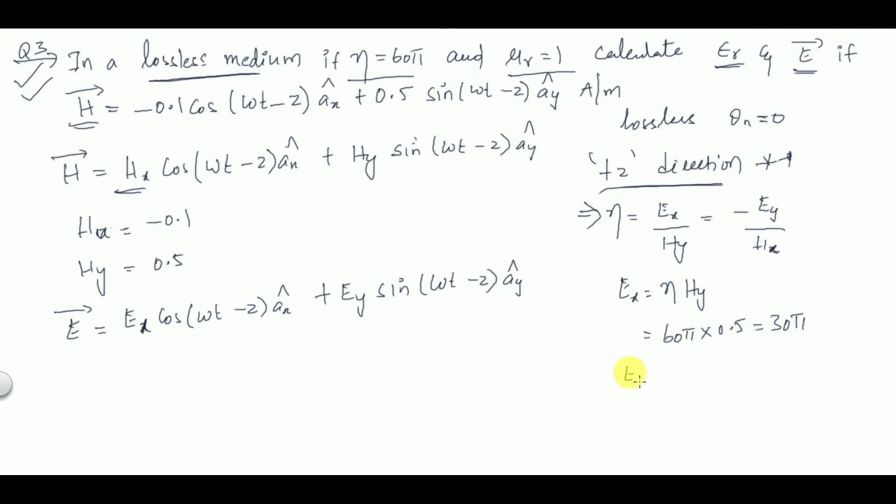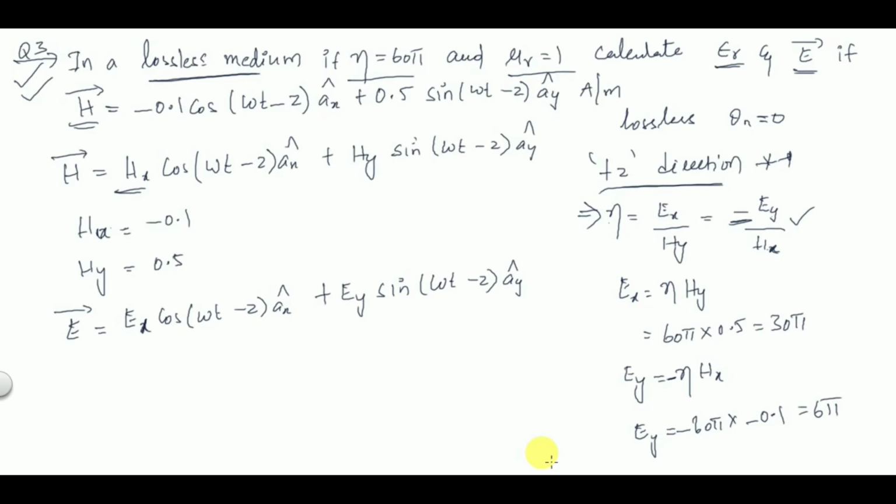Next is Ey. Ey is equal to minus eta into Hx, since from the equation, sending Hx to this side, the minus symbol is also there. Eta is 60 pi and Hx is minus 0.1, so it will be 6 pi.